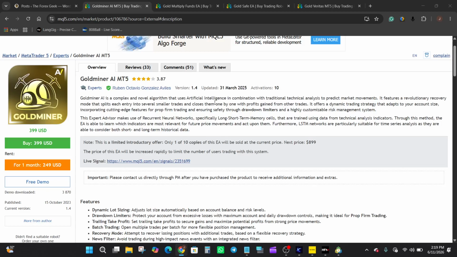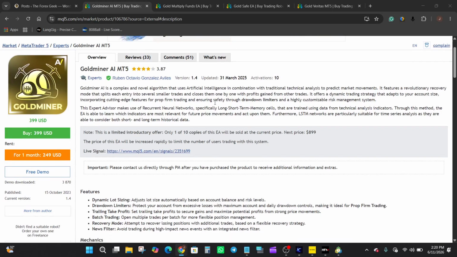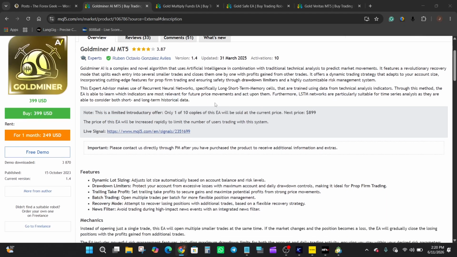According to the developer, Goldminer AI combines artificial intelligence with traditional technical analysis techniques to forecast potential market movements. The description explains that the system uses recurrent neural networks, specifically the long short-term memory or LSTM networks, which are trained using technical indicator data to identify patterns that may be relevant to future price behavior.